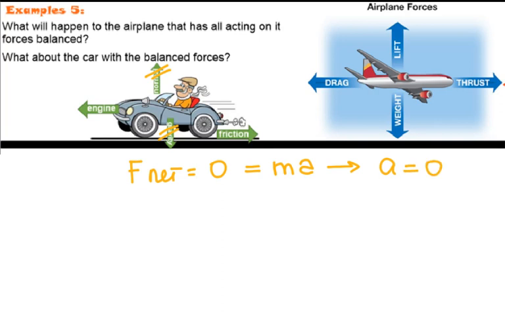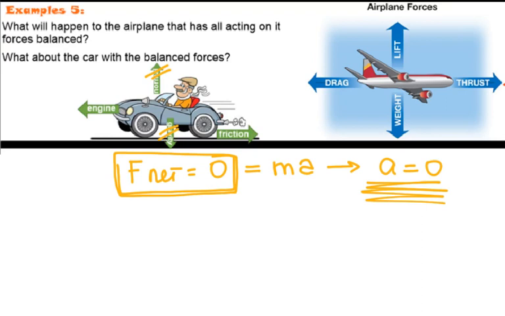So when the net force is equal to 0, in other words, it's called in equilibrium. When forces are in equilibrium, your acceleration is going to be equal to 0. An object can move at a constant speed, but it doesn't accelerate. So that's one important fact to know.